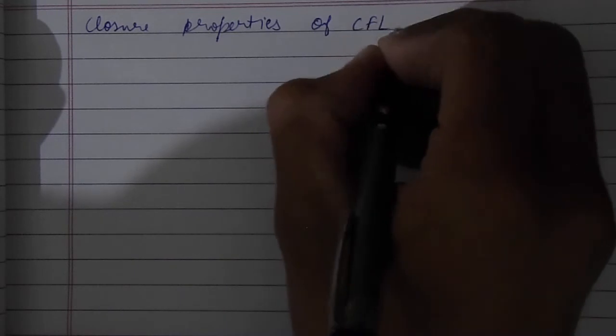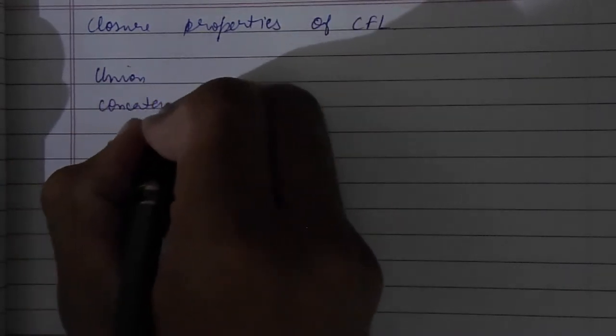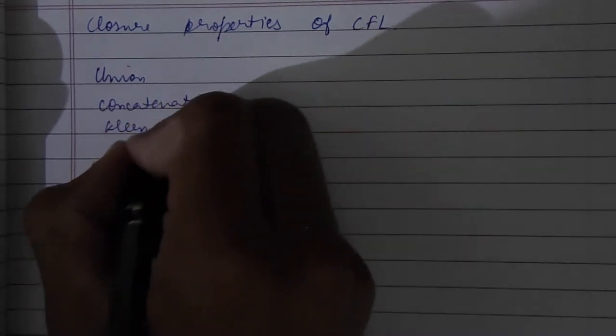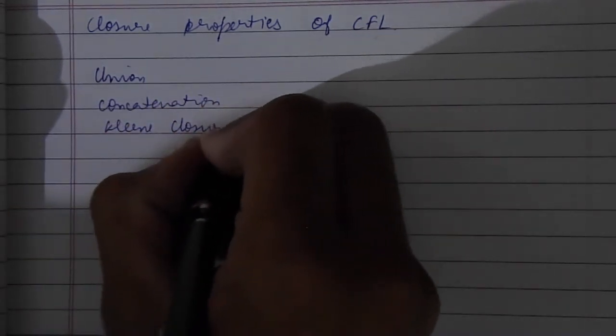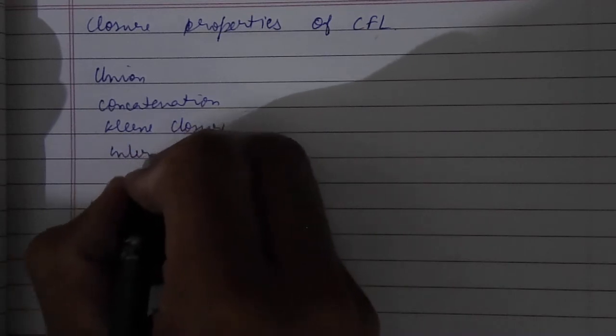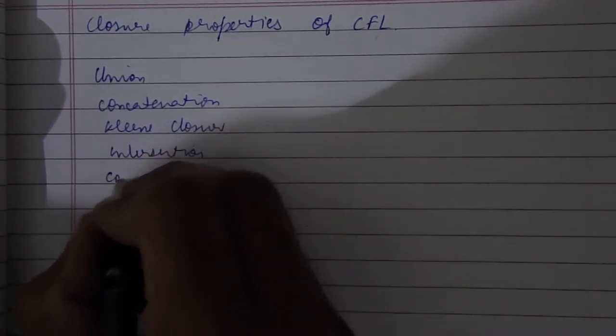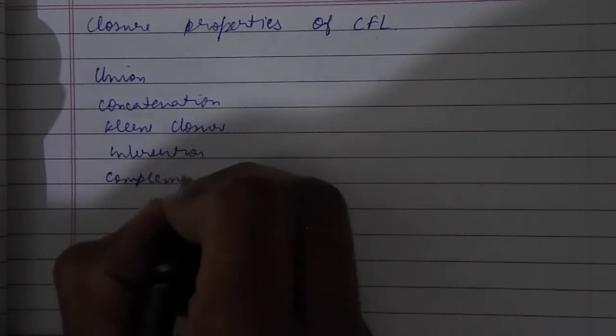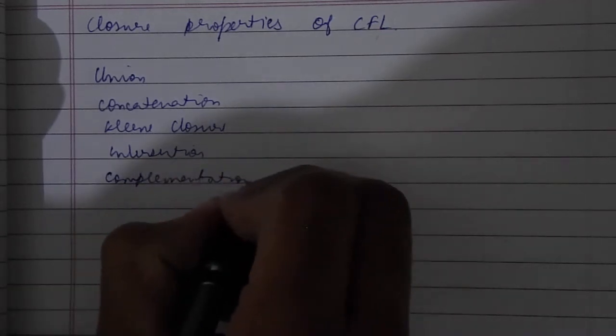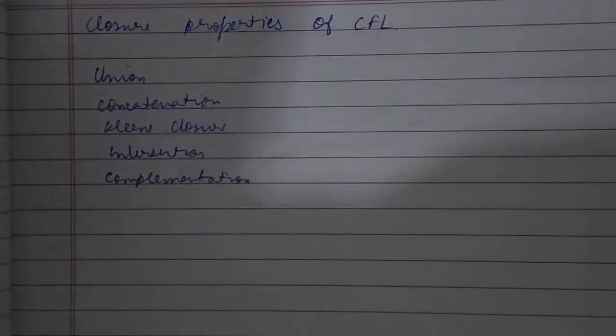Context free languages and their closure properties. The first property that we discuss is union. Second, we go for concatenation. Third is Kleene closure property. Fourth is intersection, and the fifth is complementation. So what is Kleene closure property?